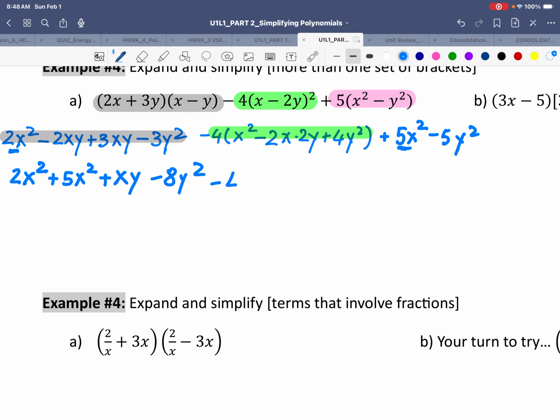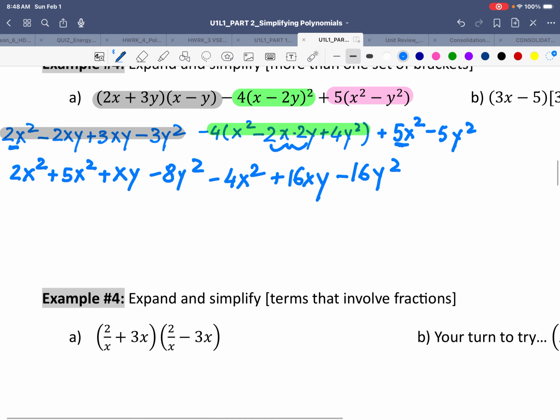So negative 4x squared. Remember, negative 4 will multiply every term inside this polynomial. So we have negative 4x squared. Now remember that this will simplify to 2 times 2, 4xy. So negative 4xy multiplied by negative 4, that's positive 16xy. And then negative 4 times 4y squared, negative 16y squared. So in the next step, we're going to group like terms again. Let's see what we have.